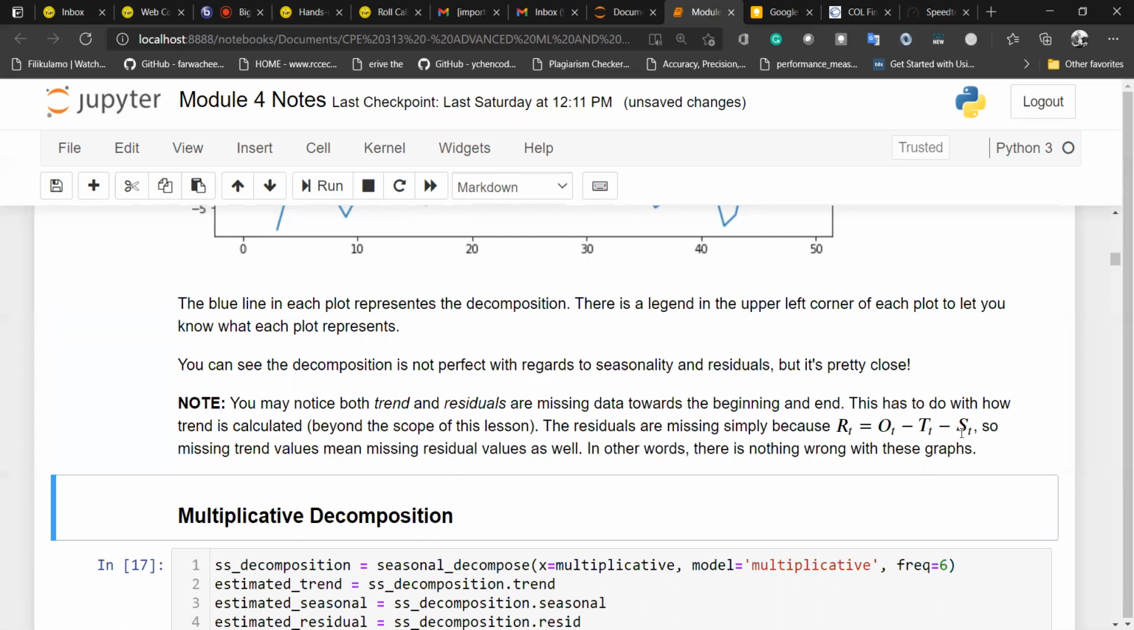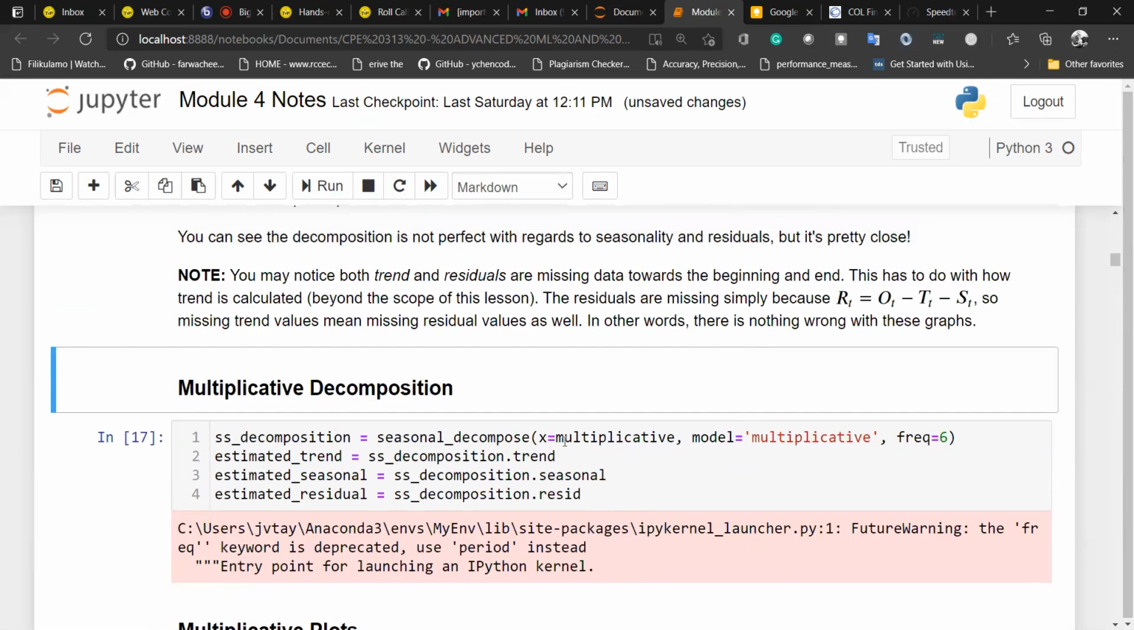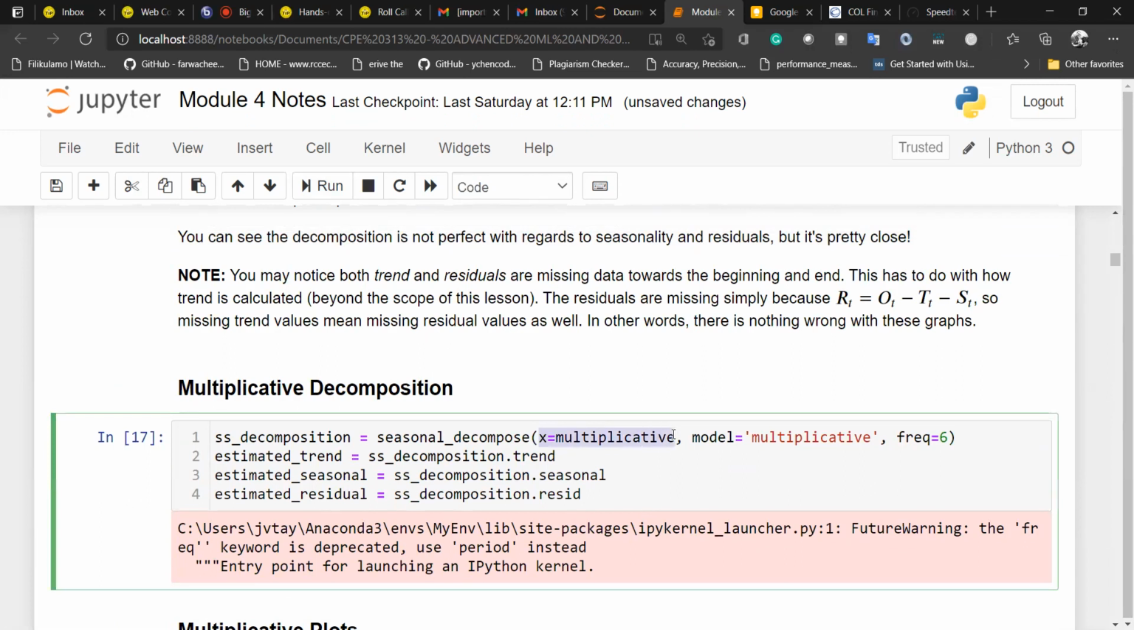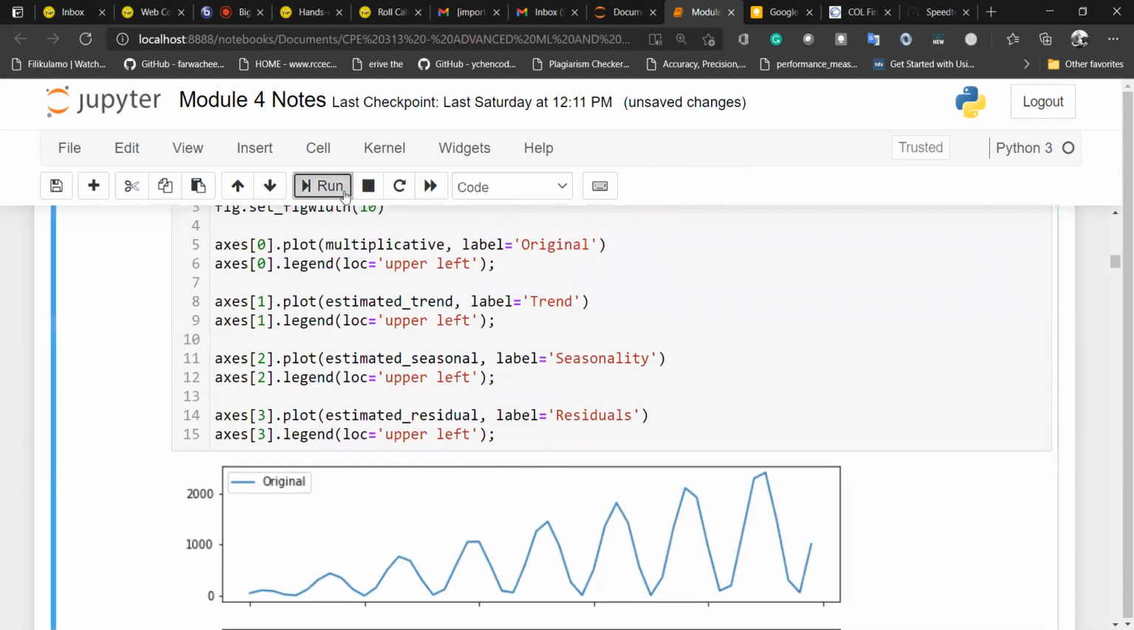For multiplicative decomposition, we'll just use the function and the model. So instead of additive, we replace it with multiplicative. Instead of using the model for additive, we use the multiplicative. Still, we're using the frequency equal to 6. So basically, the idea is still the same. We create some estimated trend, seasonal trend, and residual using the function seasonal decompose. Okay? And then we'll run it. And then there is the result of the plot.